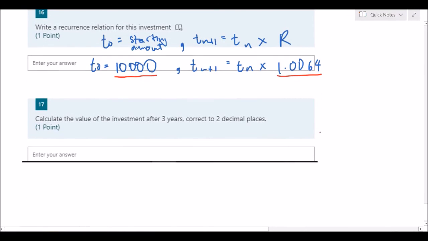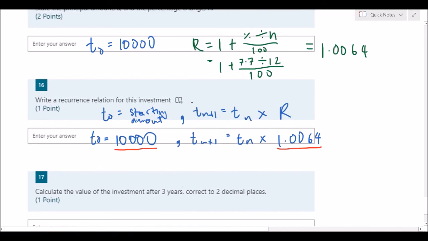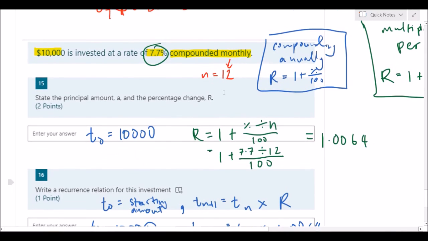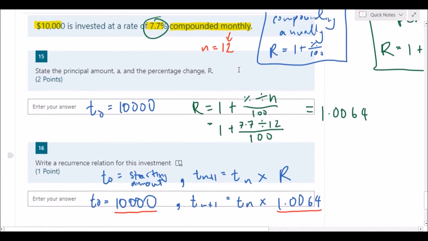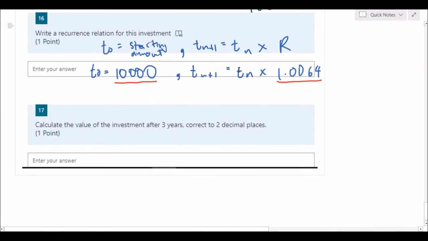Alright, next question is: state the value of the investment after 3 years. Calculate to 2 decimal places. Now, again, some of you made the mistake of doing this in the CFAT, where you thought 3 years was the third term. But remember, you're compounding 12 times a year, meaning it's being paid 12 times per year, and it's over 3 years.